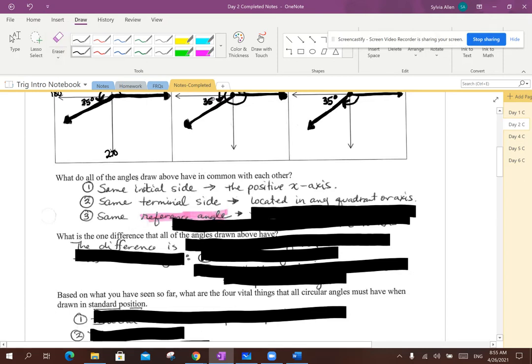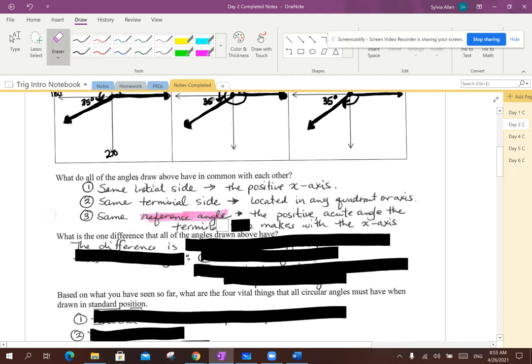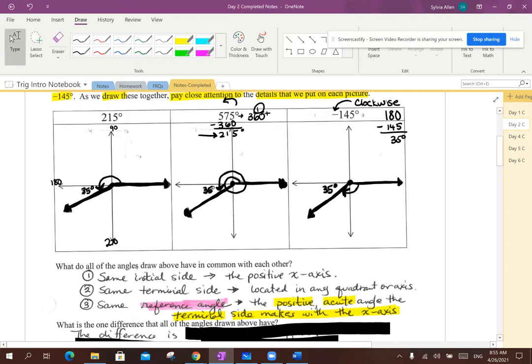And then we've got a reference angle. And so the reference angle is the positive, and it needs to be the acute. So not only does it have to be the positive angle, but it has to be the acute angle that the terminal side makes with the x-axis, which is why I told you up here, we always want to go to the horizontal x-axis. It's why I didn't put a degree mark over on this side. Okay, so we always want it to be the reference angle to the x-axis.